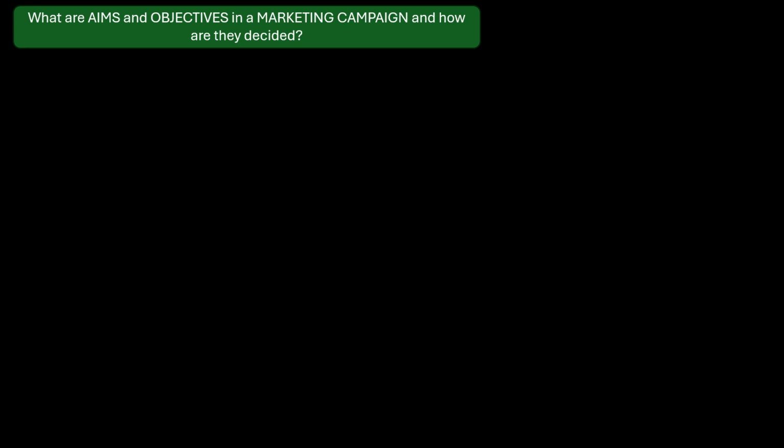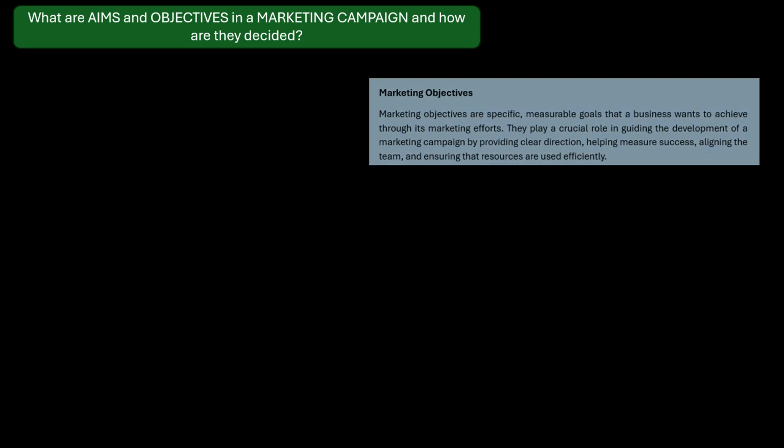Anyway, what are aims and objectives in a marketing campaign, and how are they decided? Well, not all of this information is needed directly in the controlled assessment you're doing, but I do think it's important to give you a basic understanding of what an aim and objective is and the part it plays in the marketing campaign itself. So let's take a look.